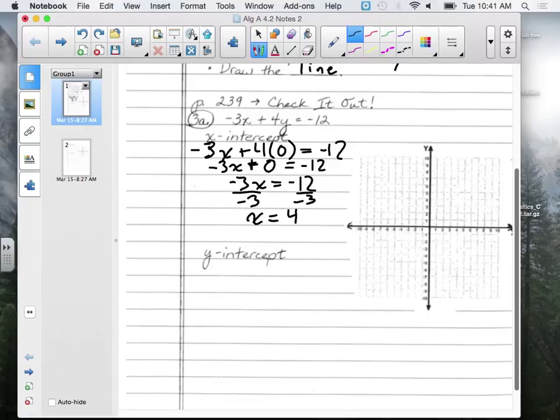Did everyone get the same x value that I did, positive 4? Yep. Okay, and what ordered pair would this be if we're looking for the x-intercept? It's not 4-0. 4, 0? Because the x-intercepts are always on the x-axis, so their y value is always 0, right? So we found our x-intercept, 4, 0. On your graph, just put a point on 4, 0.